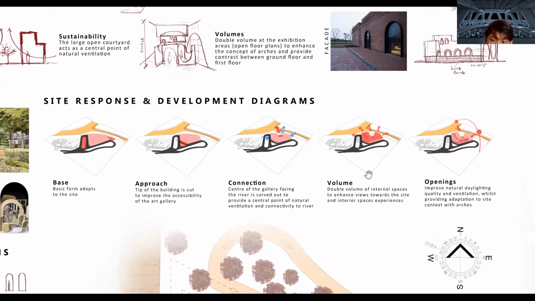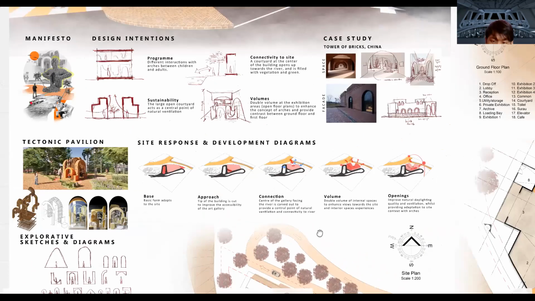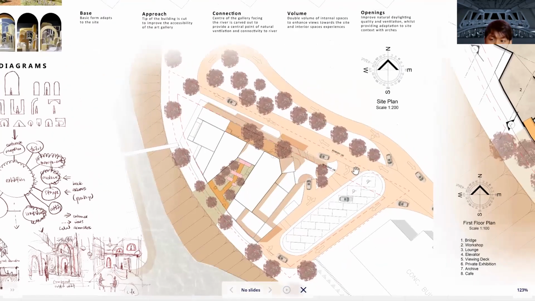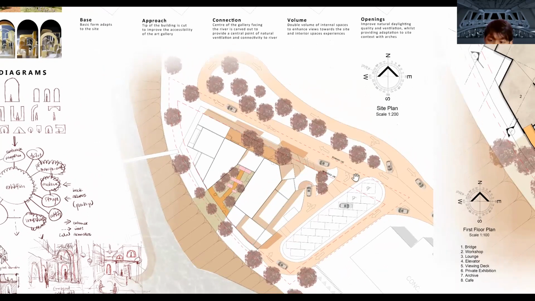Next, these are the site response and development diagrams that I did for my gallery, which mainly focus on responses to the approach, wind, views, and sun orientation of the surrounding site. From the site plan, it shows how cars can enter through the main road and how the central courtyard is designed to open towards the river to enhance the connectivity with it.